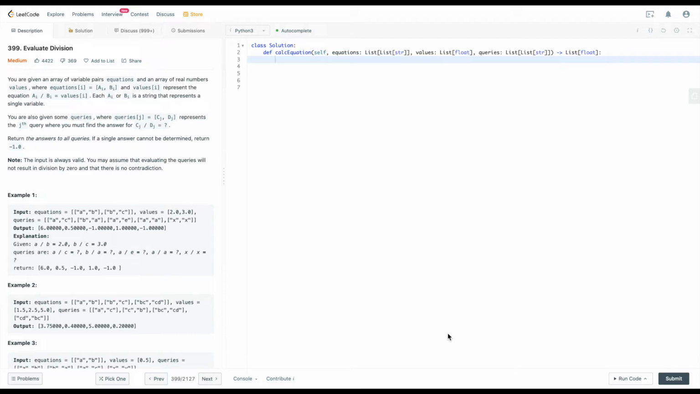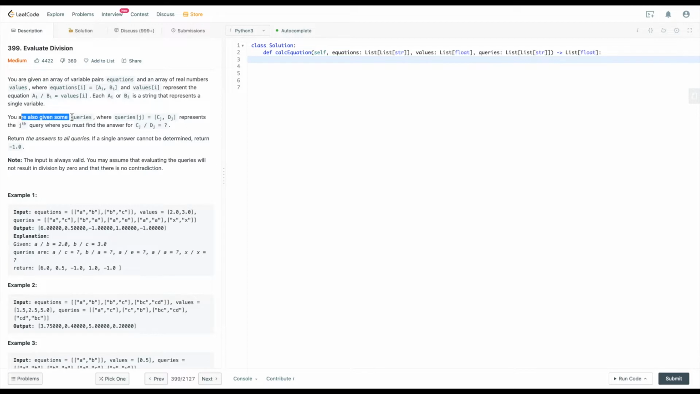Channel. Today we're going to work on the question Evaluate Division. The question states you are given an array of variable pairs equations and an array of real numbers values where equations[i] equals [A_i, B_i] and values[i] represent the equation A_i divided by B_i equals values[i]. Each A_i or B_i is a string that represents a single variable.